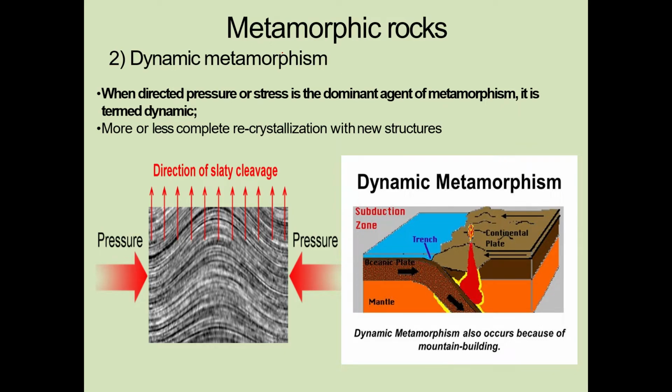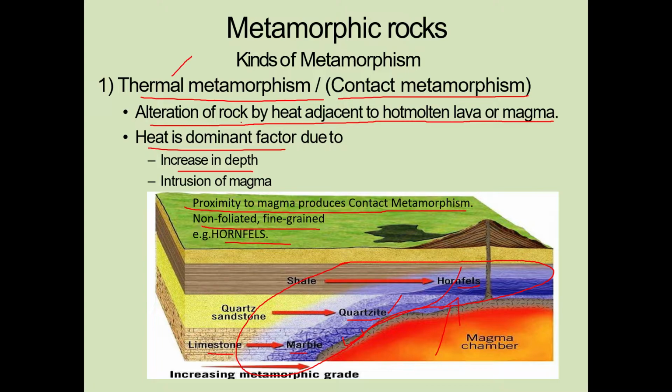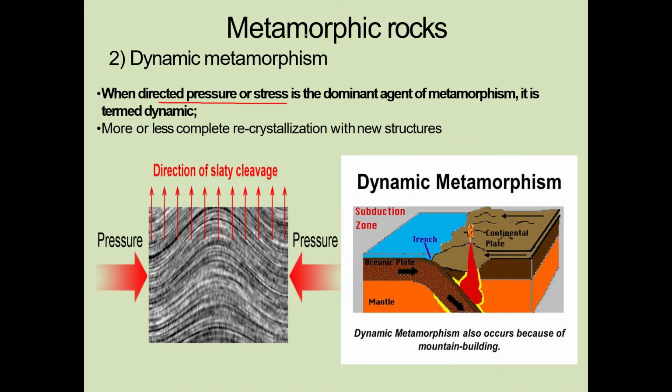Next one is dynamic metamorphism, when directed pressure or stress is the dominant agent. Over here the dominant agent was thermal, that is heat, for the contact metamorphism. But in dynamic metamorphism it is the pressure which is the dominant agent for metamorphism, and that's why it is called dynamic. More or less complete recrystallization with new structure takes place.